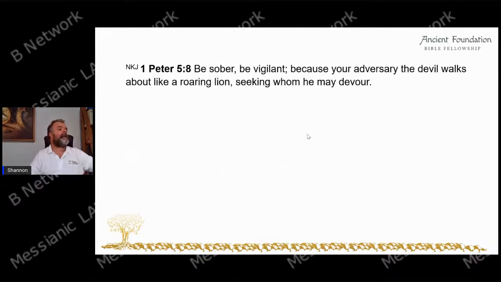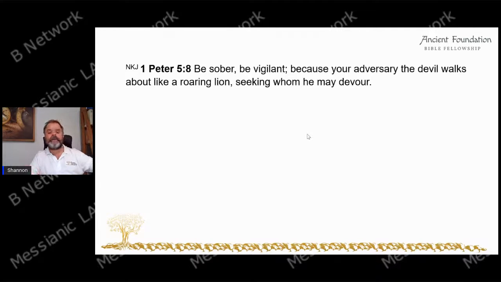In 1 Peter 5:8, it says, be sober, be vigilant, because your adversary, the devil, walks about like a roaring lion, seeking whom he may devour. So here we see that Satan's explained like a roaring lion who wants to kill and devour and destroy his prey. He goes around seeking whom he may devour, just like the Amalekites did, and the Philistines, and all these other groups of nations of people in the Old Testament. He goes after the weak and tired within the assemblies.